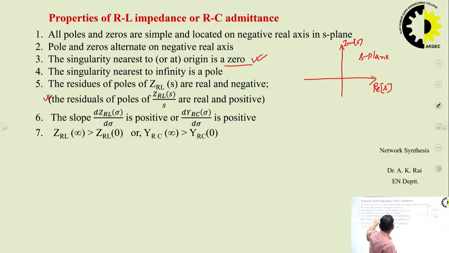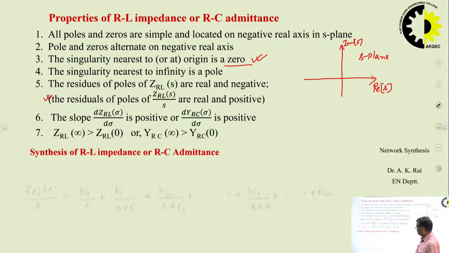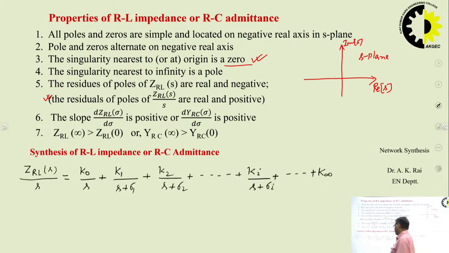The residues of poles of ZRC are real and positive. Slope is this and this one, which means ZRC 0 is greater than ZRC infinity and so on. So, this is the partial fraction expansion of RL impedance or RC admittance.